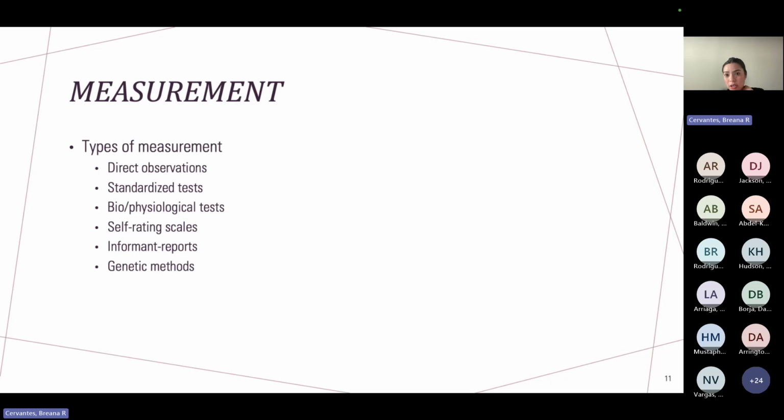Self-rating scales are your own report of what's going on for you. Any survey that I give you that you have to report on yourself would be self-rating. Informant would be someone else reporting on you. Often with little kids, we have the parent report on the child. And then genetic methods are that thing I was talking about earlier. I might take a sample and look at some genetic markers.